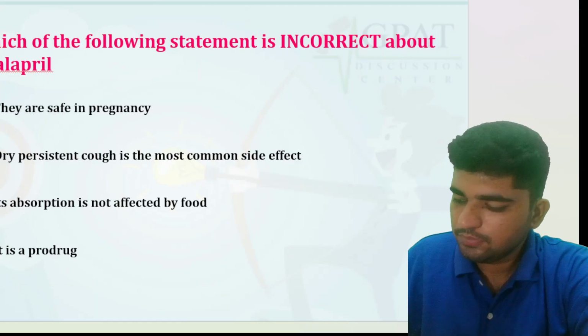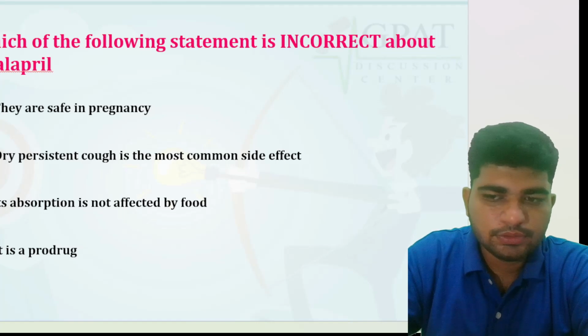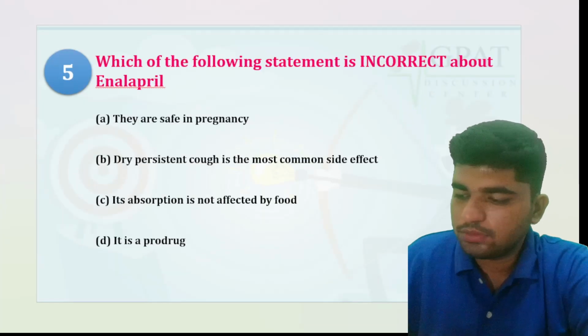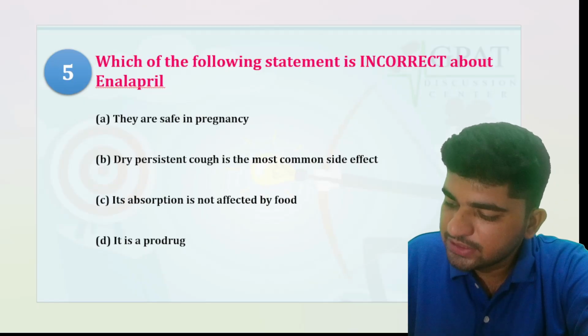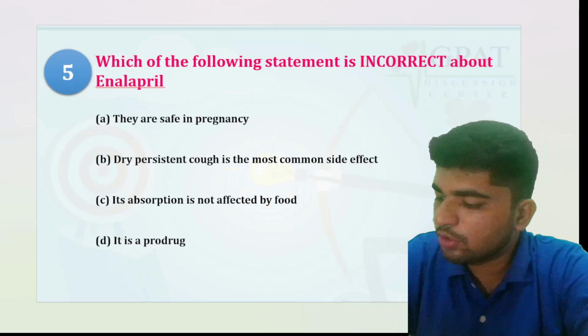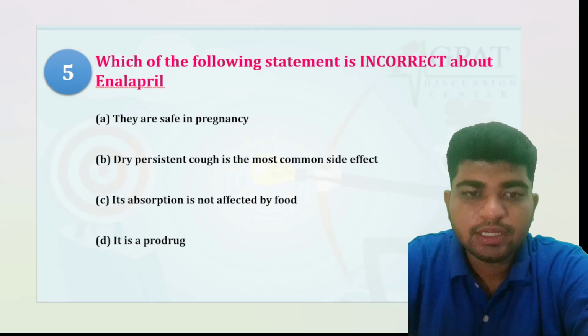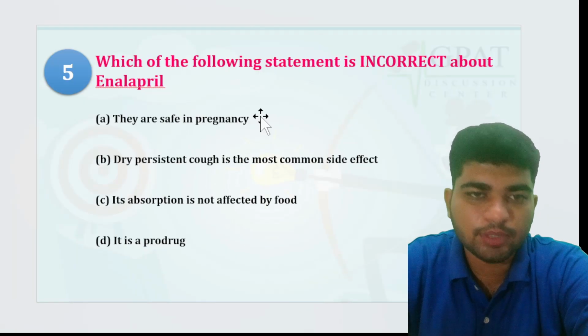Next. Which of the following statements is incorrect about enalapril? First option, they are safe in pregnancy. Dry persistent cough is the most common side effect. Its absorption is not affected by food. It is a prodrug. Out of these, there is one incorrect statement about enalapril.